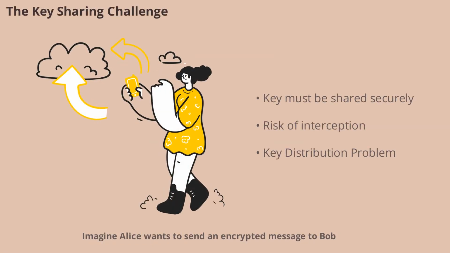Imagine Alice wants to send an encrypted message to Bob. For their conversation to remain private, both Alice and Bob must already know the same secret key. But how do they share this key securely? If Alice sends the key over the internet, there's a risk that an attacker could intercept it. Once the attacker has the key, they can decrypt every message exchanged between Alice and Bob. This vulnerability is known as the key distribution problem, and it's one of the biggest obstacles in symmetric encryption.